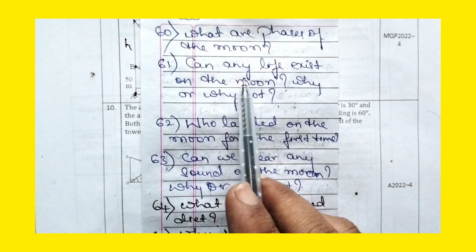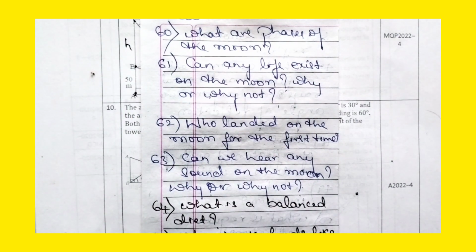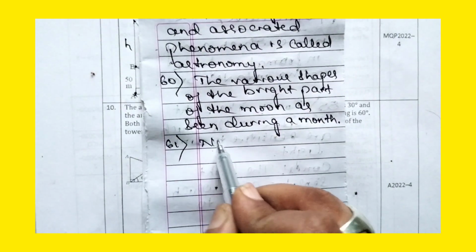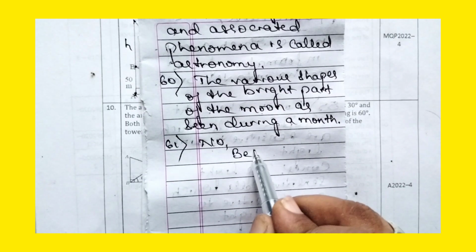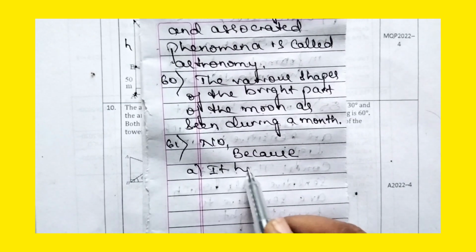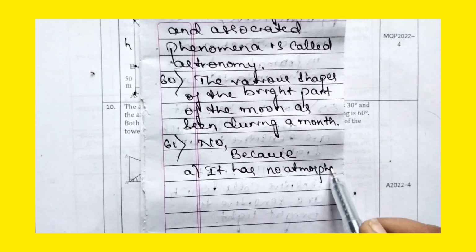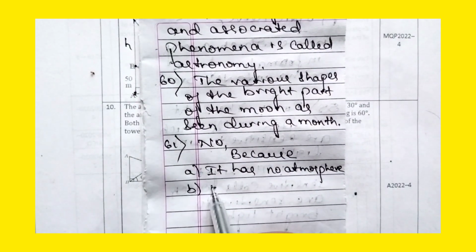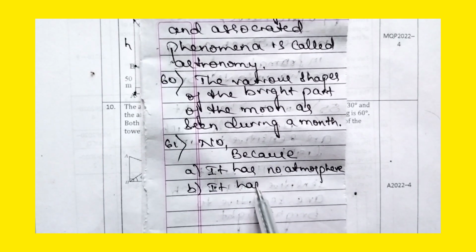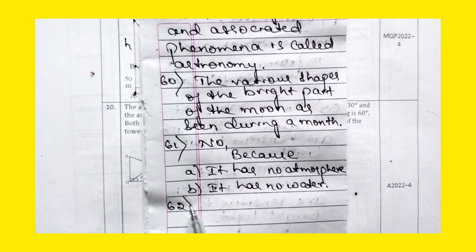Now let us move to 61st question. Can any life exist on the moon? Why or why not? So he has asked whether life can exist on the moon. Let us write the answer: No. You have to give the reason. Because the first point is it has no atmosphere. If life has to exist, there should be atmosphere. Second point is that it has no water. So these are the 2 points that you can write.